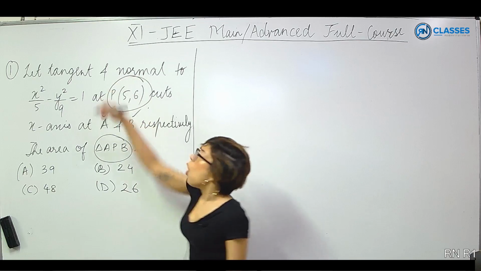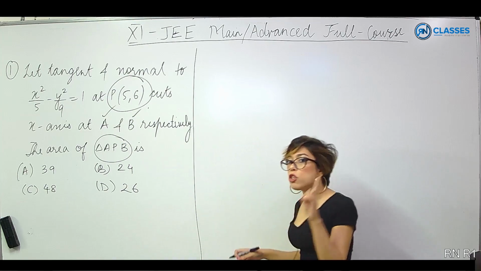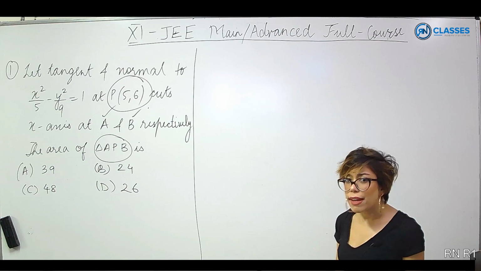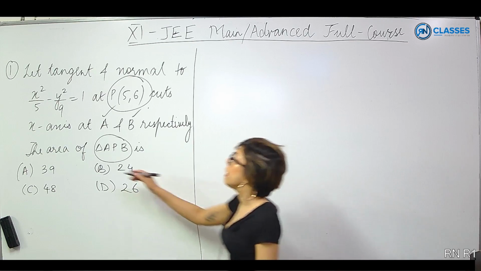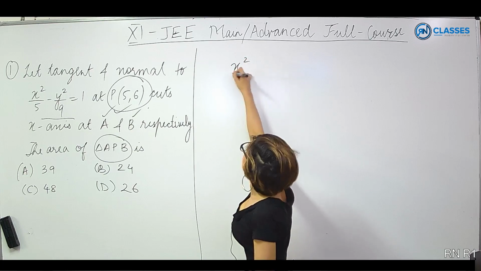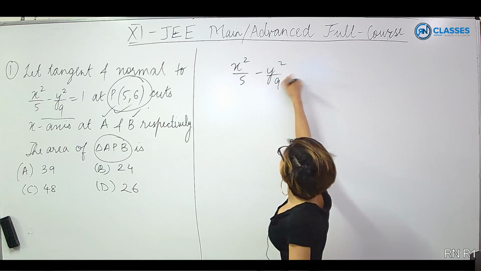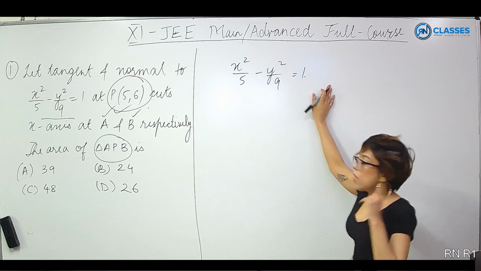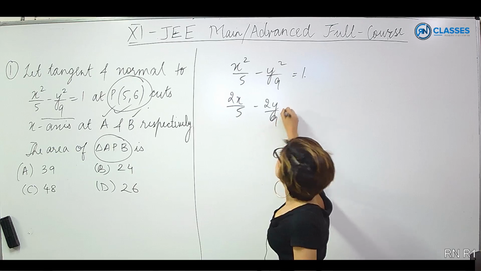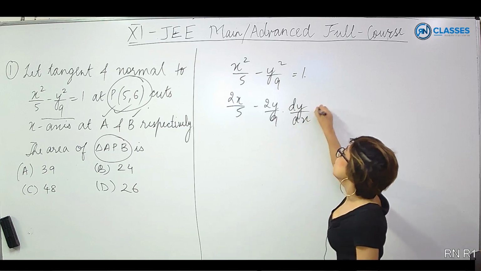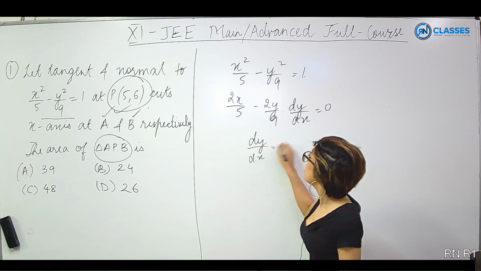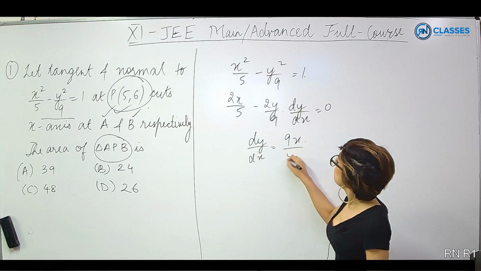Now the point is given to me. All I need to do to write the equation of the line is to find the slope. Now, the conic is given to me, right? I can find the slope provided I can find the derivative at this point. So, derivative we know how to find. x square by 5 minus y square by 9 equal to 1. Now, differentiating with respect to x, that will give me 2x by 5 minus 2y by 9 into dy by dx, of course, equal to 0. From here, we can find that dy by dx is nothing but 9x by 5.